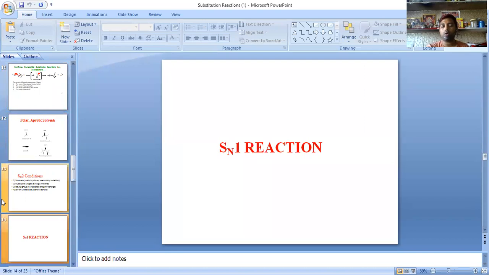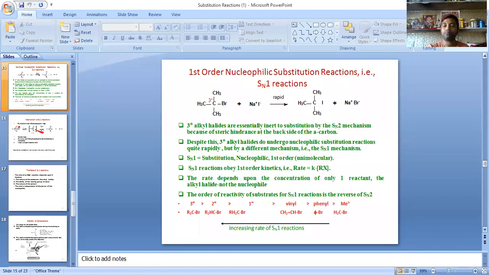Now we'll discuss substitution nucleophilic unimolecular reactions. Understood? These are first order nucleophilic substitution reactions. We have a tertiary alkyl halide here, and we have this nucleophile, and it is rapid. It forms this product, and this is our leaving group.